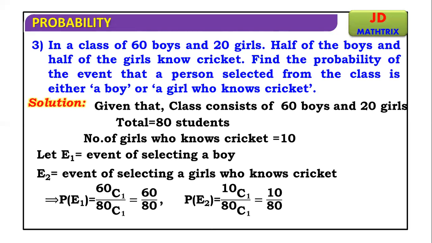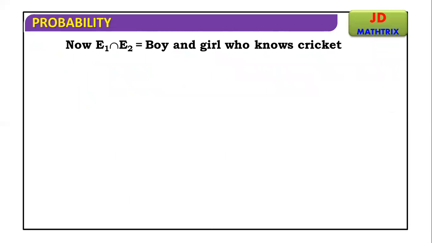That is, E1 intersection E2 is equal to phi. E1 intersection E2 equals a boy and a girl who knows cricket. When we are selecting one person, a boy and girl together is not possible. Therefore, E1 intersection E2 is equal to phi. That implies P of E1 intersection E2 is equal to P of phi, that is equal to 0.